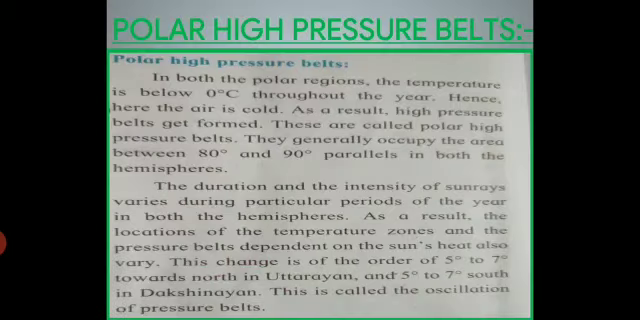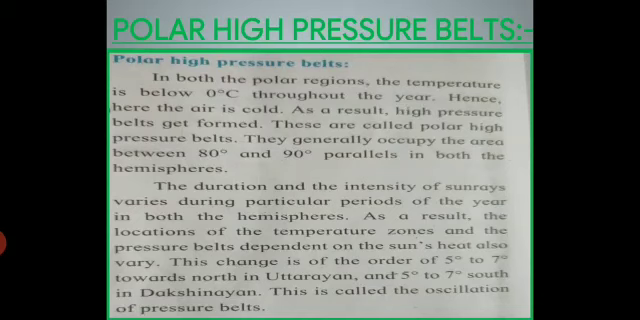So children, in both the polar regions, that is in the north as well as in the south, the temperature is very low. It is below 0°C throughout the year. Hence, here the air is cold, due to which again the air cools down and becomes heavier and starts descending or coming down, and thus high pressure belts are formed, and these are called polar high pressure belts.